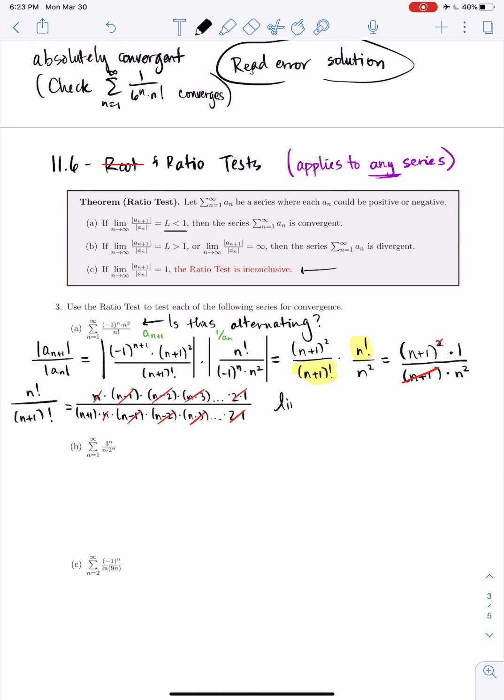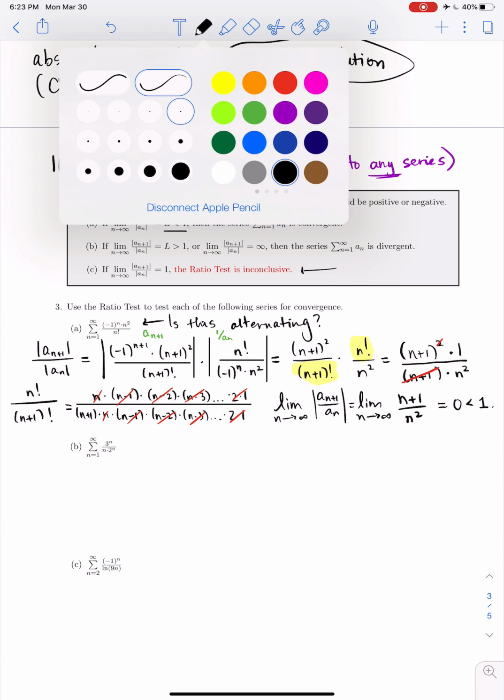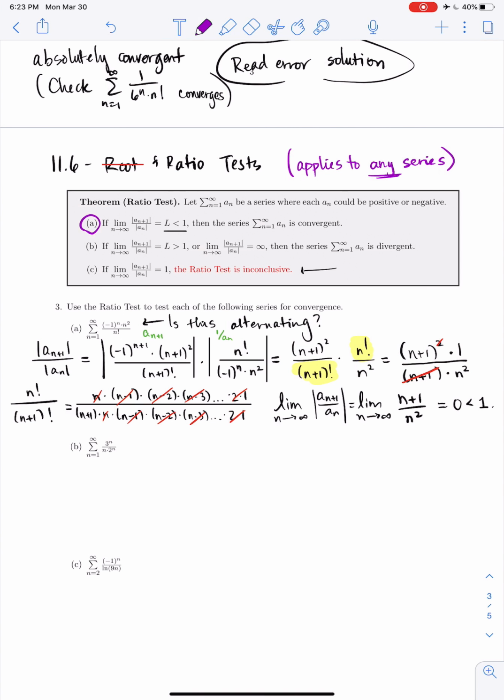So what we want to do now is take the limit as n goes to infinity of this ratio that we just computed, and we reduced it so that it would be easier to take the limit. So we are looking at the limit as n goes to infinity of n plus 1 over n squared. And while n and n squared both go to infinity, n squared goes to infinity faster. So this is 0, which is less than 1. So by part A of the ratio test, this means that this series converges.